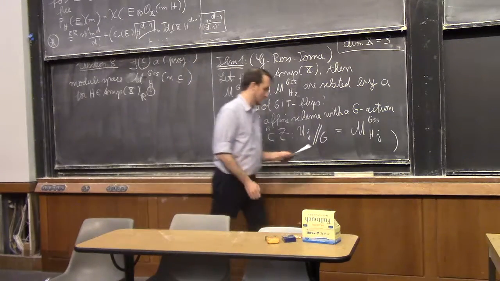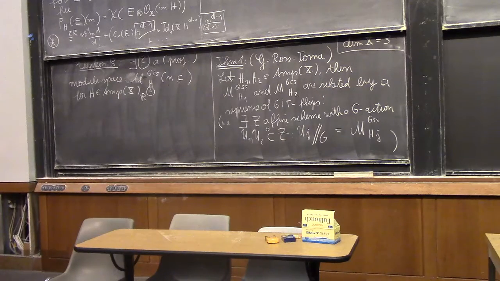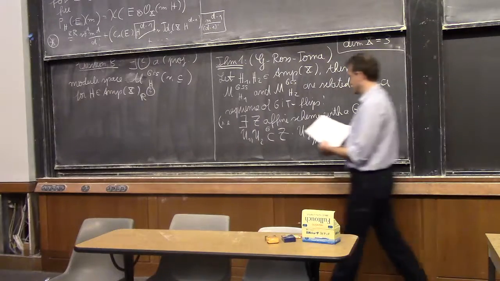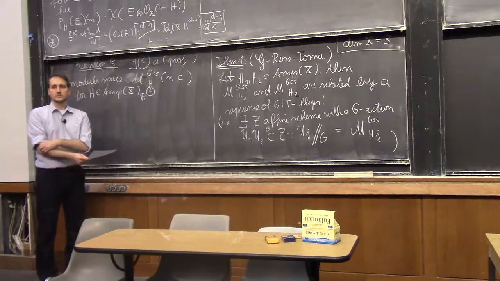Can you say that if there's a sheaf that's semi-stable for both, then the two components intersect? Yes. Okay, so then it's not vacuous. Then it's not vacuous, right?